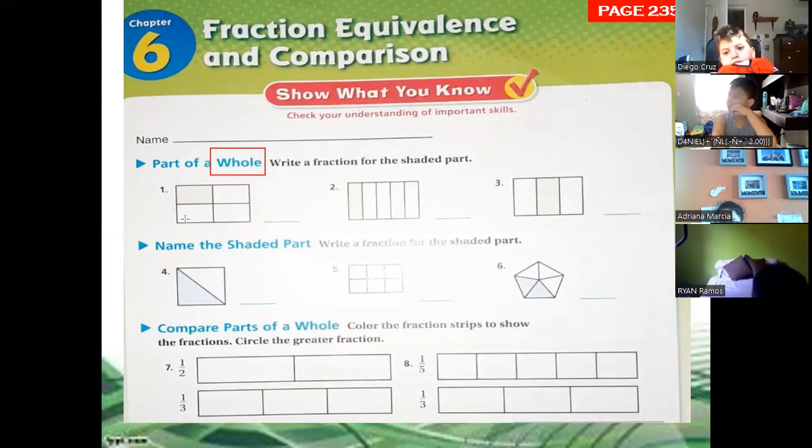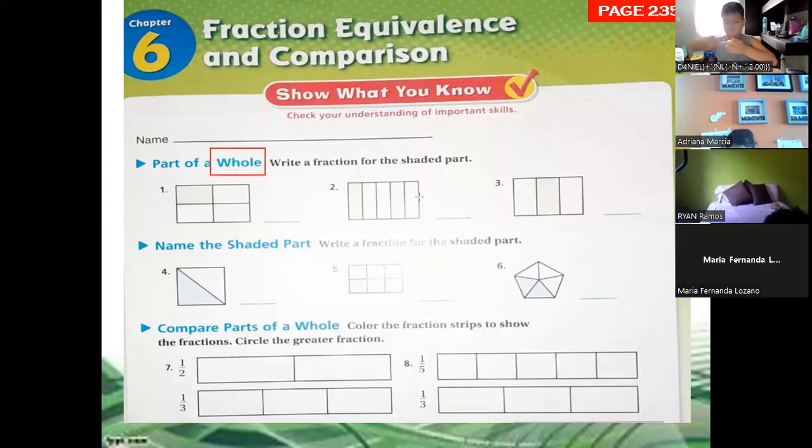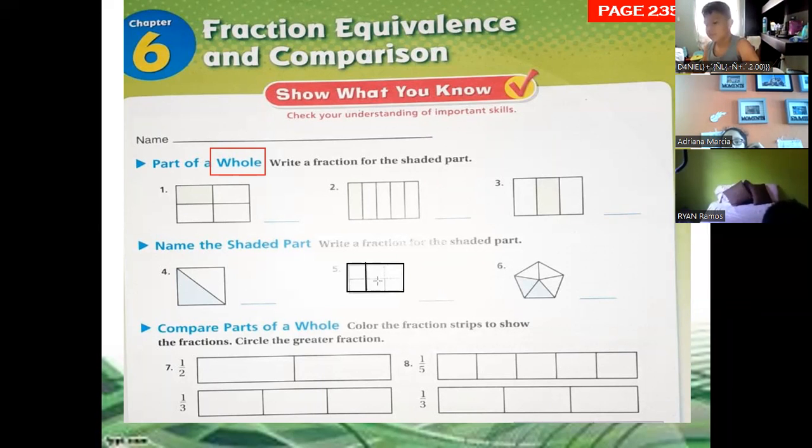This and this. And in the first part of these exercises, you can see the same rectangle, but it is divided into 3 different ways, right? It is the same rectangle divided into 3 different ways. So, the first part of this exercise says part of a whole. We have to write a fraction for the shaded part.